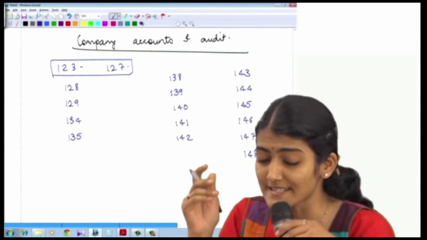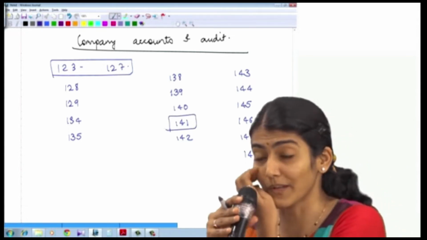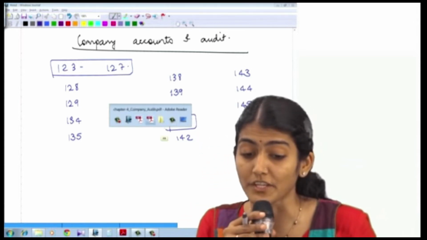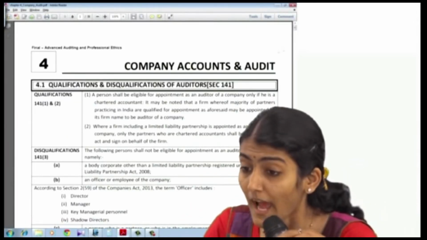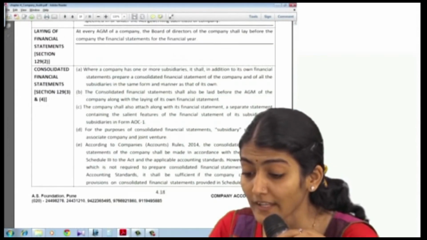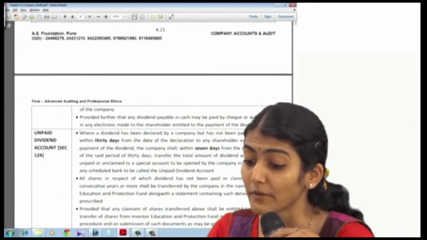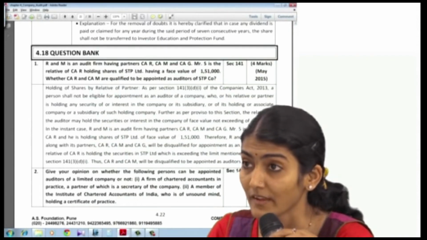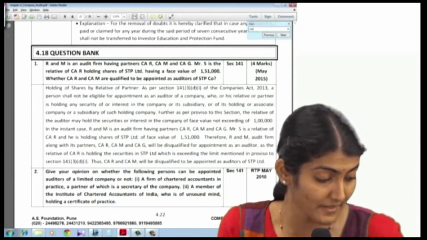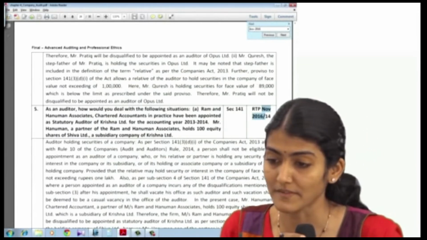Right, so the first section which I'm going to start discussing with you is section 141, which is regarding the qualifications and disqualifications of the company auditor. And before I discuss that, I would like to show you the rainfall which came in the November 16 exams from this company audit chapter, heavy rainfall from this chapter in the November 16 exam.